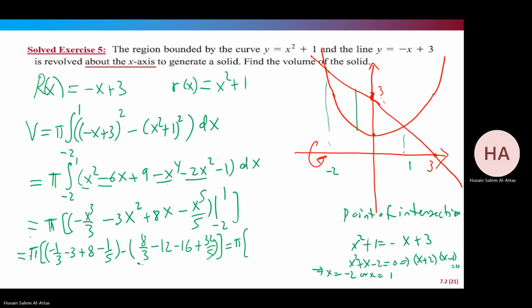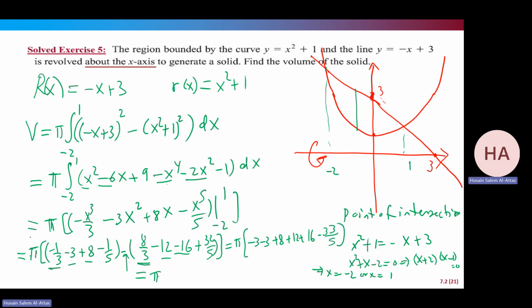Okay. This with this, don't forget there is a minus sign here, huh? So I have minus 3 plus 8 plus 12 plus 16. So I took this, everything, huh? Minus 1 over 5, minus 32 over 5, minus 33 over 5.